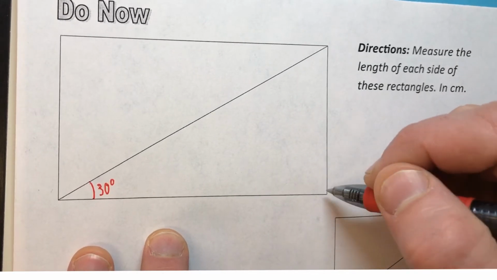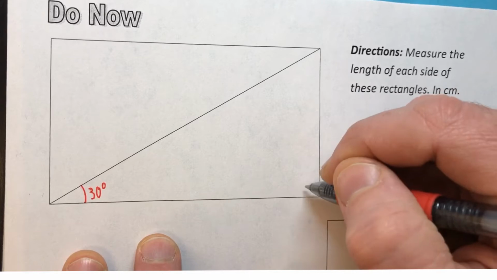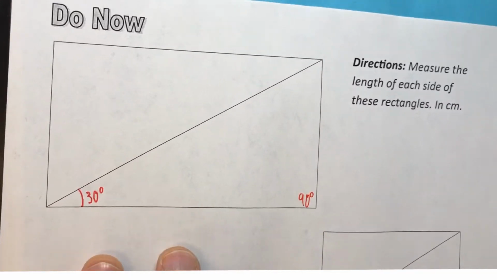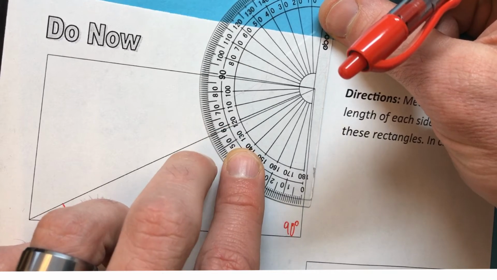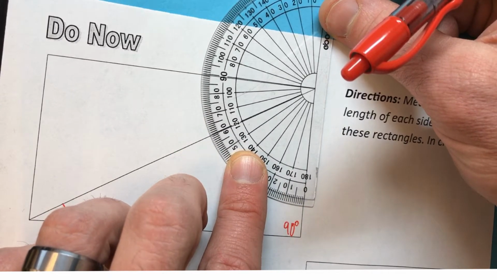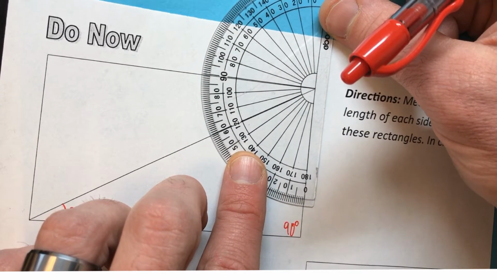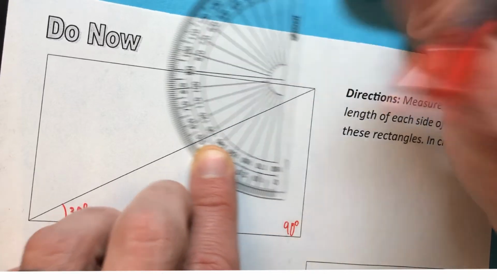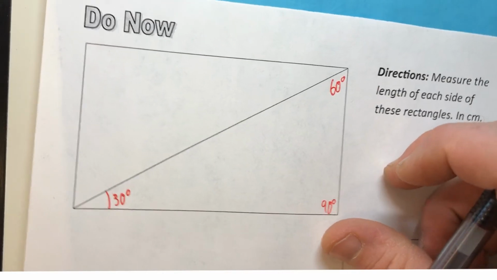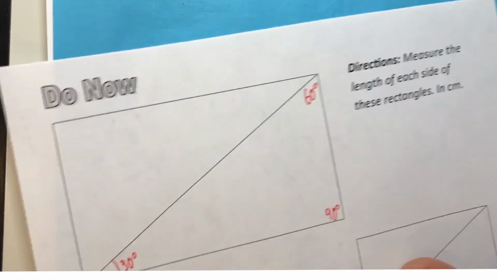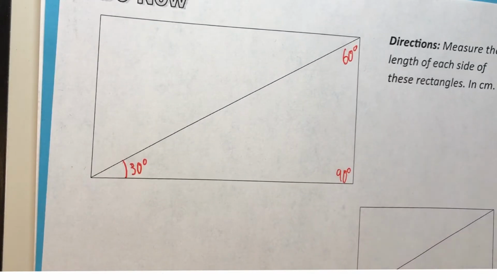All right, so how big is this angle right here? This angle's 90. And then how big is this angle up here? Well, if the other one's 31, this one has to go the other way. It has to be a little bit less than 60. My goal is for it to be a 30, 60, 90 like what we talked about yesterday.